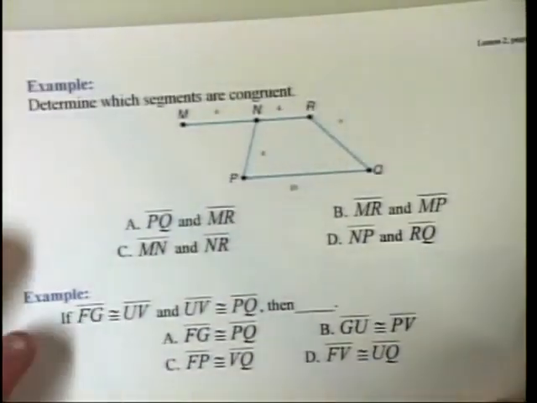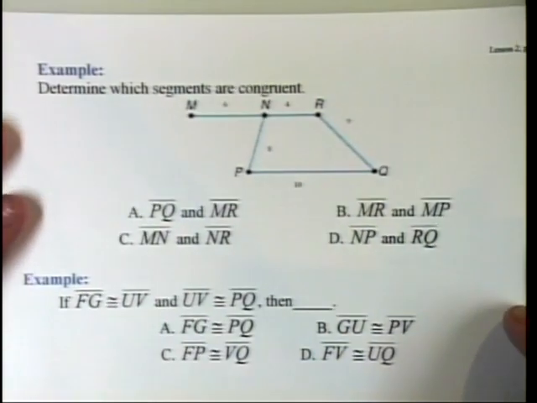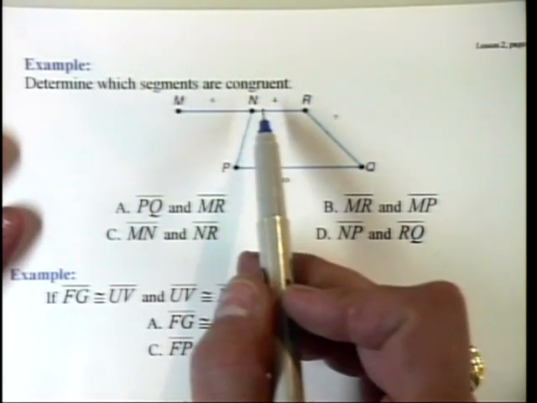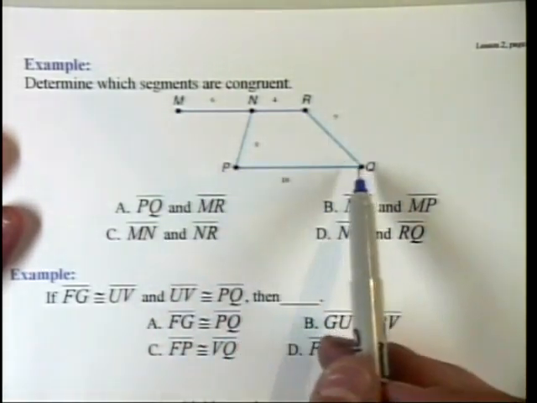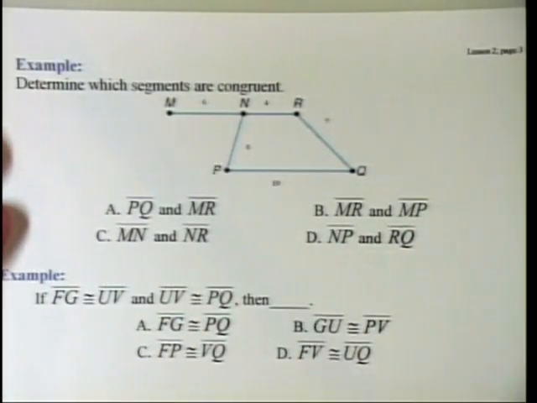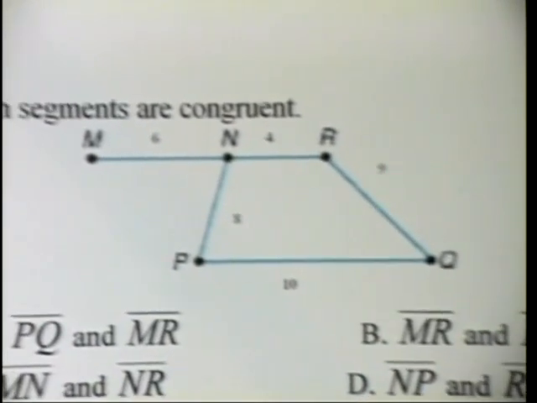Here's one right here. We've got a figure here, and we want to determine which of these segments on this little fancy shape, that you might see in your textbook, are congruent. Okay, well, let's look to see what we have here. We have segment MN, segment NR, and segment MR. We have PN, PQ, and RQ. So we have all those segments, and these little numbers here, I'm going to have to zoom in for you to see, they represent the lengths of the segments.